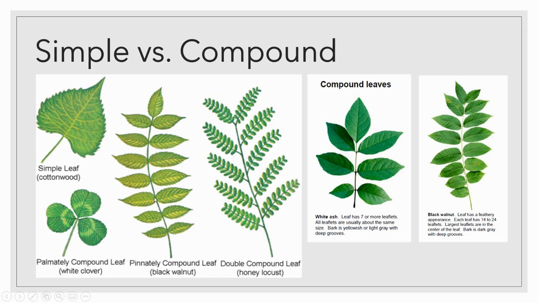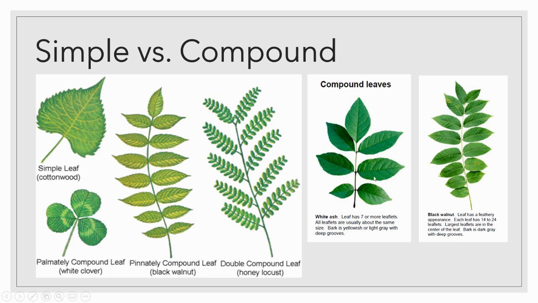Some leaves get really crazy with this compound thing, and you have one main petiole and then individual ones branching out from that, and then off of those are where your leaflets are, and that can be double compound. The honey locust is double compound like that. It's a cool thing that nature does, a leaf within a leaf within a leaf. So here are some more common compound leaves you're going to see out there.